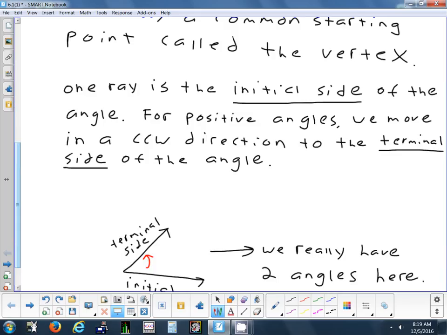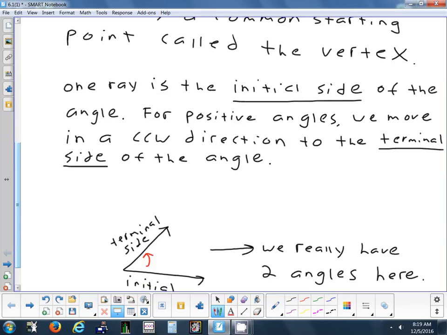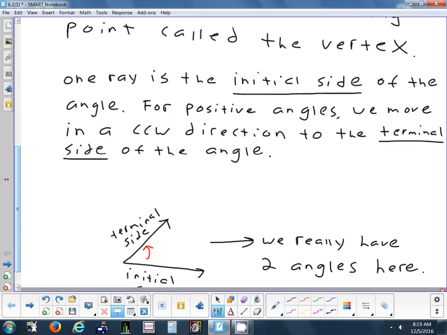And the way you can figure out which side is the initial and which side is the terminal is you start at one side and you rotate counterclockwise, okay, between the rays. Okay? So technically here there's two angles. There's the angle that's inside the rays, the one I drew in red, but then there's an angle on the outside as well. Most of the time when we're talking about angles, we deal with the angle that's inside the rays, okay? Not the one on the outside.